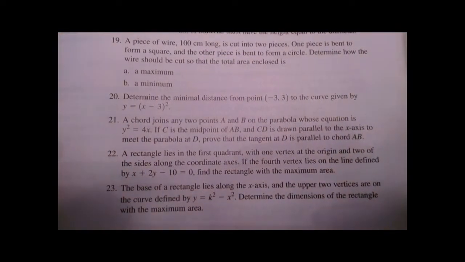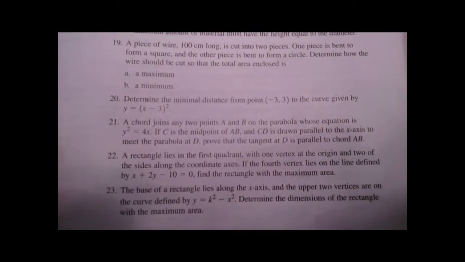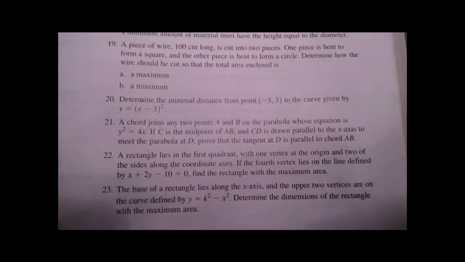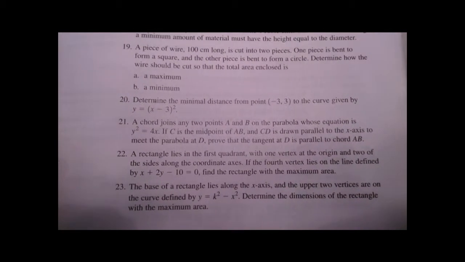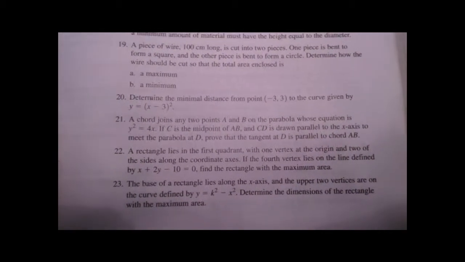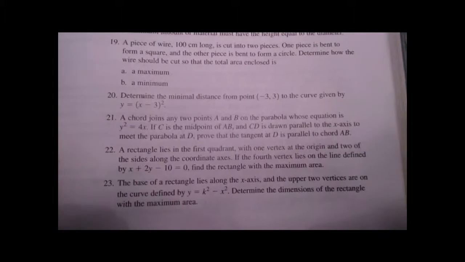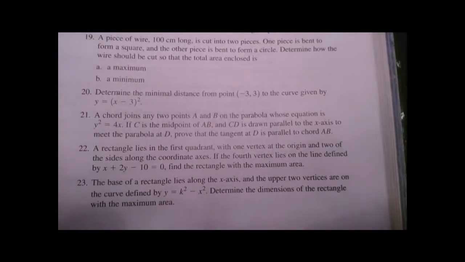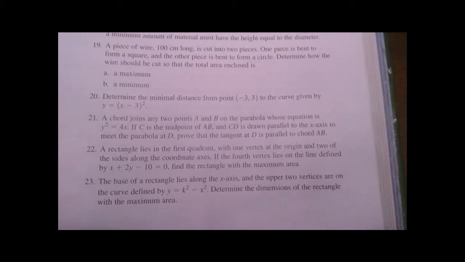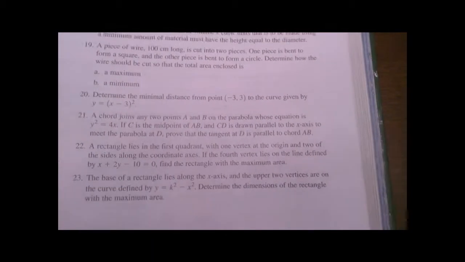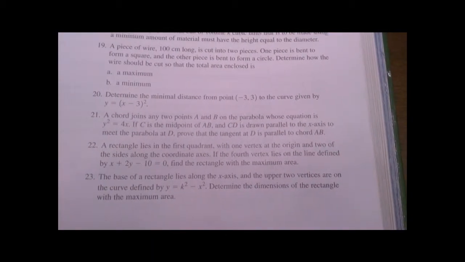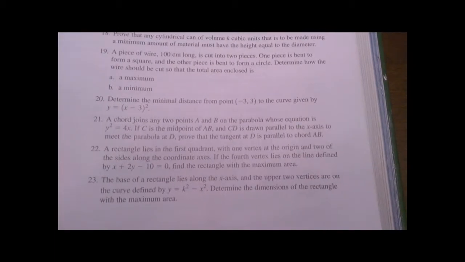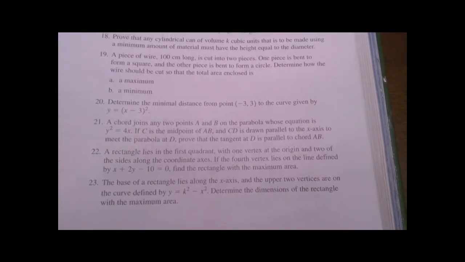Alright, so this is MCV4U Unit 13 bonus question. This is page 147, number 21. And number 21 states, a chord joins any 2 points A and B on the parabola whose equation is y to the power of 2 equals 4x. If C is the midpoint of AB and CD is drawn parallel to the x-axis to meet the parabola at D, prove that the tangent at D is parallel to chord AB.